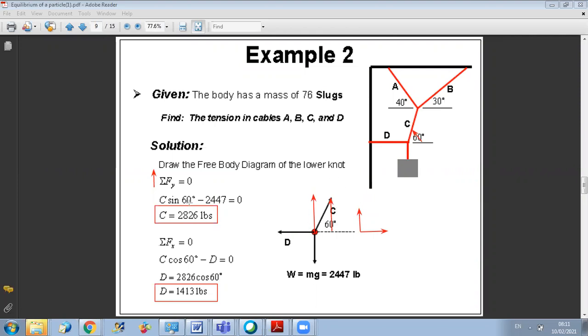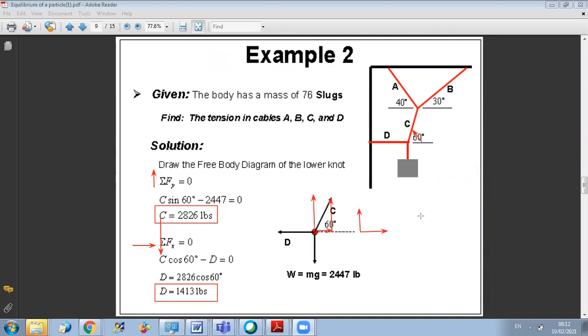Now, once we have the value of C, we can move to project on the x-axis. So if we do projection on x, we have first the projection of the C force, which is C cosine 60, minus D equals 0. We replace C by its value here, we get the value of D. So in this way we have solved for our two unknowns. Any question on this?